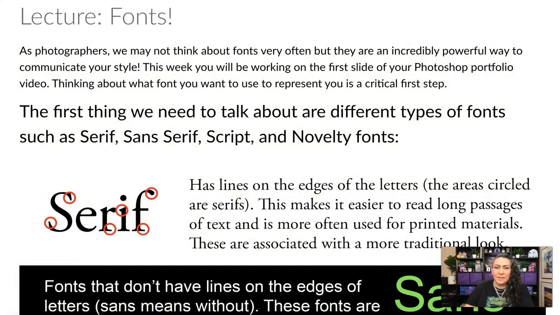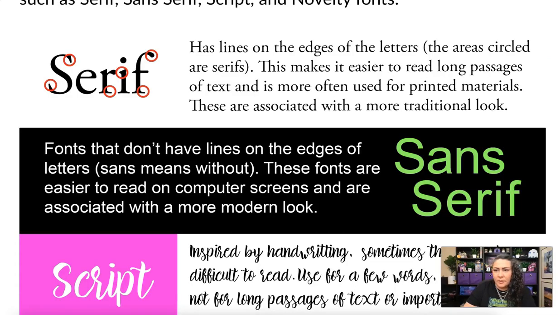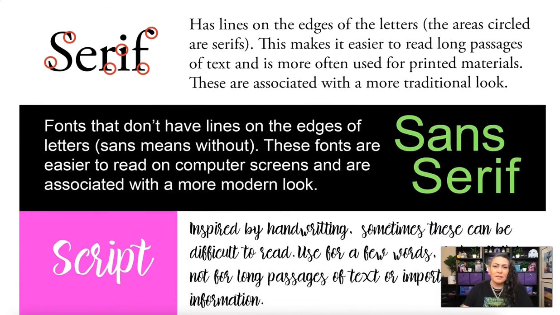Okay, so some of the basic types, and there are more categories than this, but I'm just going to start with the very basics. We have serif, sans serif, script, and novelty fonts. So first off, let's talk about serif. Serif literally means these little lines at the ends of the letters. That is what a serif is, and so a serif font has serifs on it. This makes it easier to read long passages of text and is often used for books.